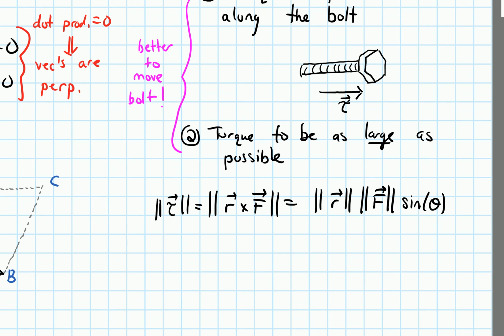So how do we maximize this? We can maximize the length of the torque vector when sine theta is largest. Assuming that r doesn't change, assuming that we haven't changed the length of our wrench, and assume we have a fixed force that we can apply because we have a limited amount of strength, what we do have flexibility with is sine of theta. So we can maximize this when sine of theta equals 1, because that's the biggest sine of theta will be. And that happens when theta equals pi over 2.